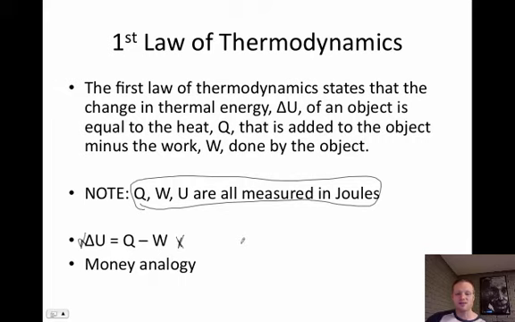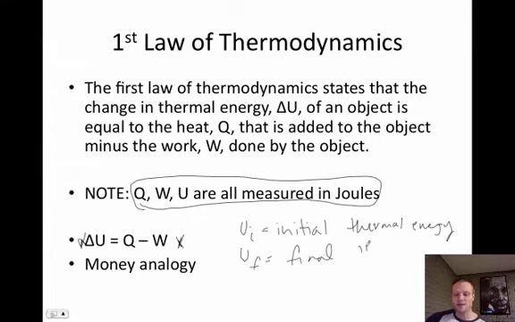And just a heads up, whenever you see delta U or any delta, you're probably going to have an initial thermal energy and a final thermal energy. So then you'd have a U F, and this would be the final thermal energy, and a U I, the initial. So just be aware that that's what delta U is referring to. Typically it's going to be U F minus U I, which is the same thing as delta U, equals Q minus W.